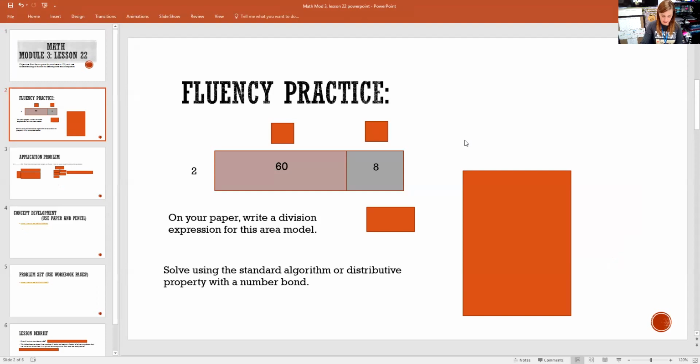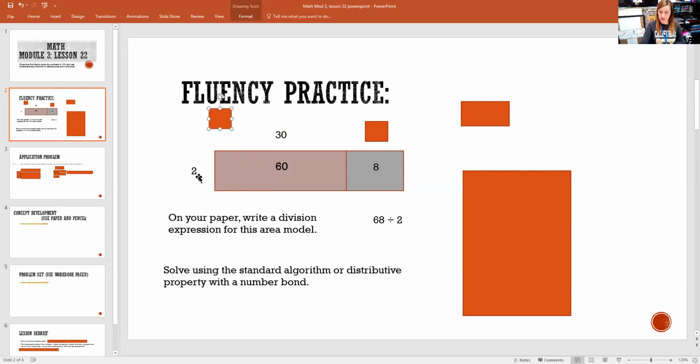Okay, I have an area model right here that shows a division problem. On your paper, I want you to try to write the division expression for this area model. Okay, so you should have written 68 divided by 2 because it shows 60 and 8 and it's divided by 2. So I can look at it like this.